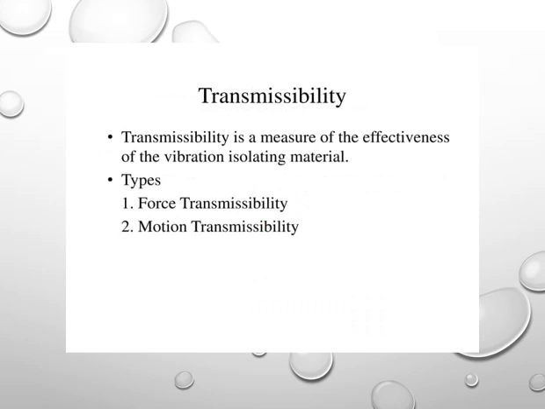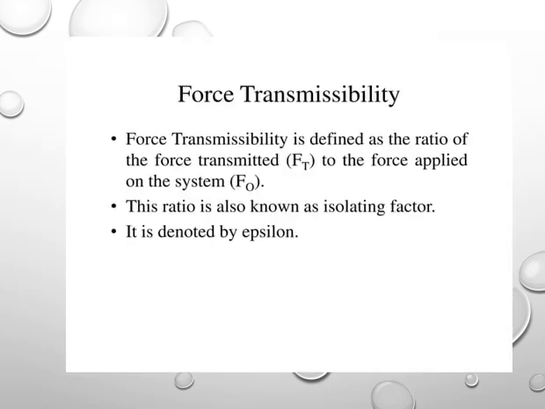Next one is transmissibility. It is a measure of the effectiveness of vibration isolating material, known as transmissibility. There are two types: force transmissibility and motion transmissibility. Next one is force transmissibility.